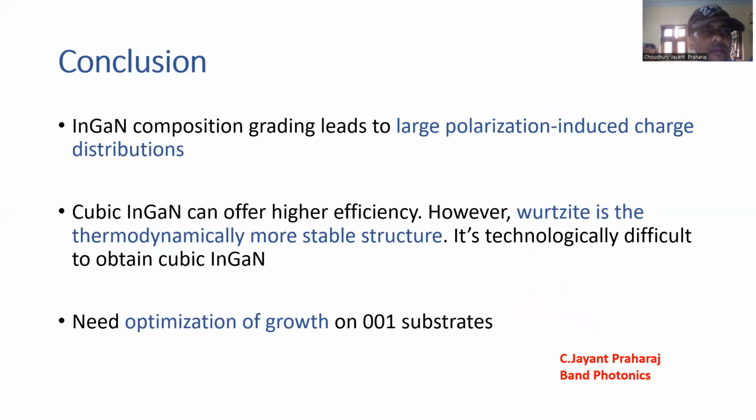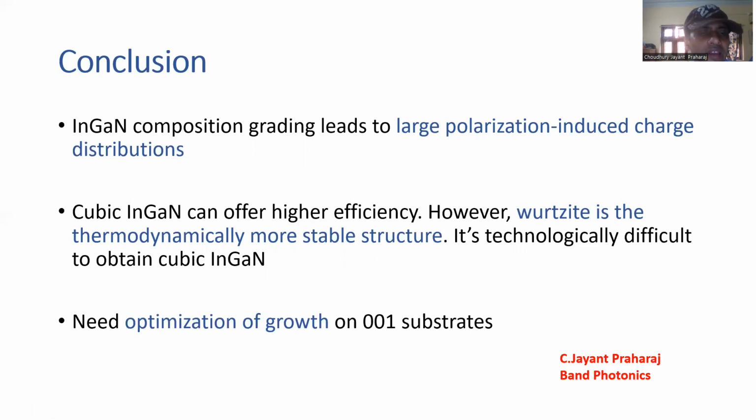In conclusion, the indium gallium nitride composition grading gives us large polarization-induced charge distributions, and these must be considered in device optimization and device design. The cubic indium gallium nitride can offer higher efficiency. However, the wurtzite structure is the thermodynamically most stable structure, and therefore it's easier to get. It's technologically much more difficult to obtain cubic indium gallium nitride.